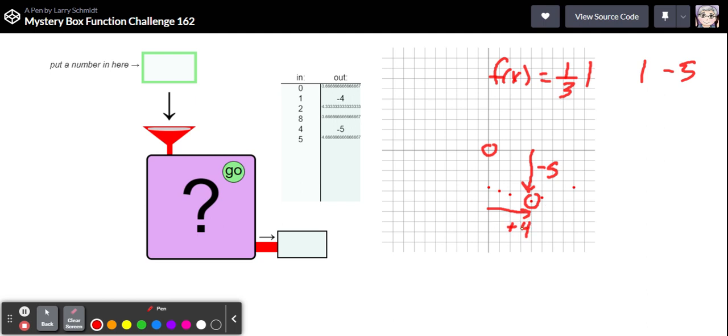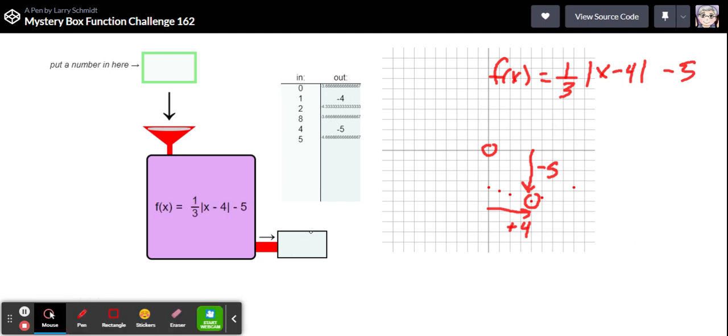For moving it to the right here, we actually have to use the opposite sign inside the brackets, so x minus 4. And I think that should be it. This is 1/3 times the absolute value of x minus 4 minus 5. Let's go ahead and reveal that and see if we're right. Yep, there it is, and we can graph that as well. So that is 1/3 the absolute value of x minus 4 minus 5.